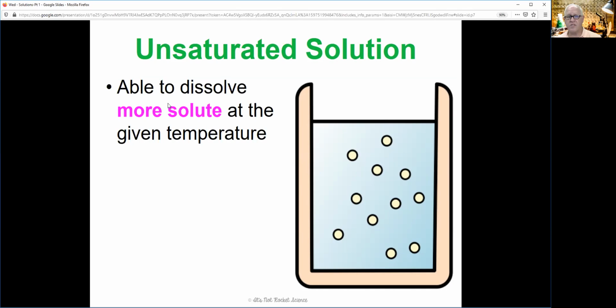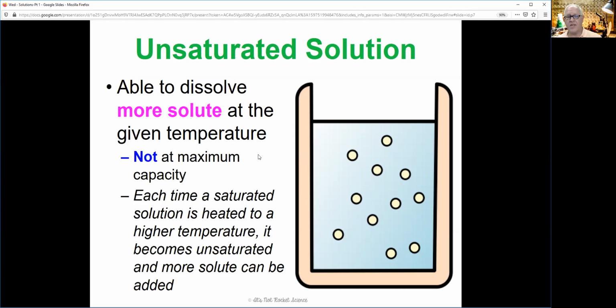Unsaturated solution is able to dissolve more solute at the given temperature. And it's not at its maximum capacity. You can keep on adding more and more until no more can dissolve. So an unsaturated solution is able to dissolve more solute at a given temperature. And each time a solution is heated to a higher temperature, it becomes unsaturated and more solute can be added.